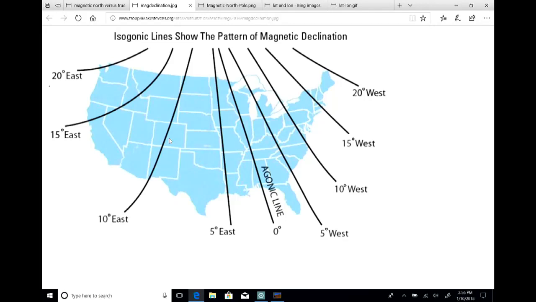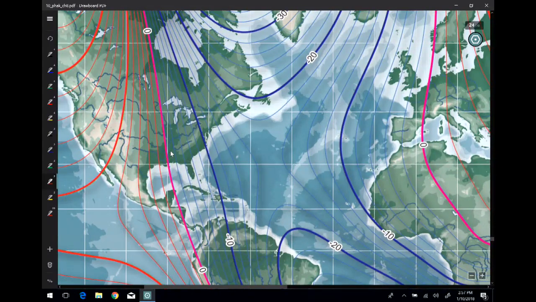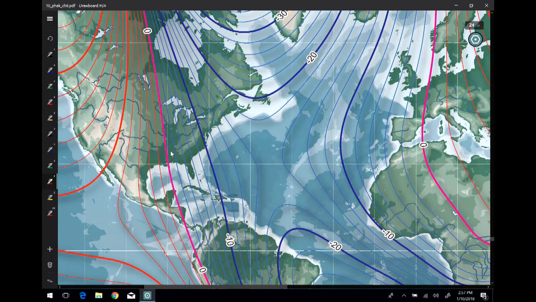If you look here, this is another example of what lines of variation or isogonic lines look like. Now this image is much more up to date. You can see that the 0 or the agonic line is almost right over Lake Pontchartrain, and that is pretty close to where it should be. But now you'll notice how all of these others start to fan out and how they start to flare. Well, we have to account for that when we're flying.